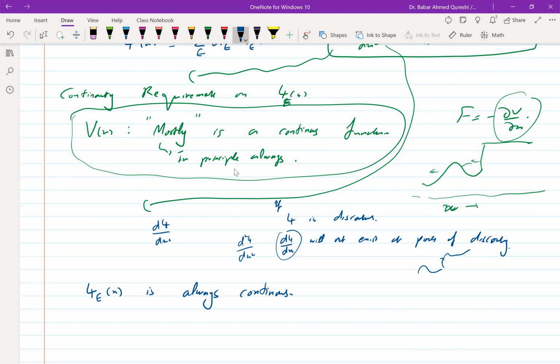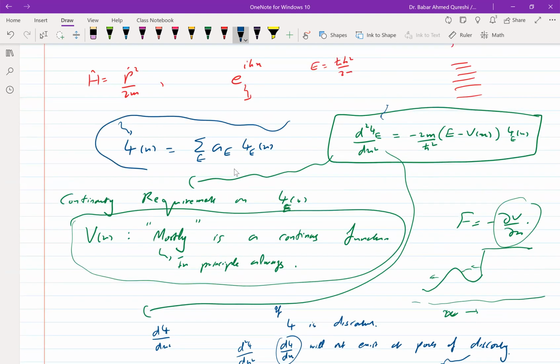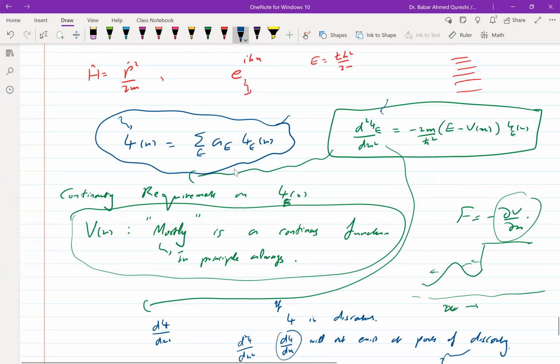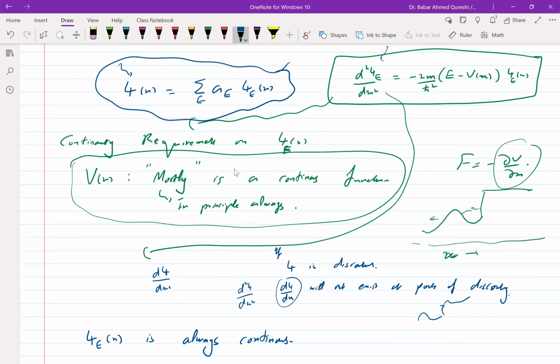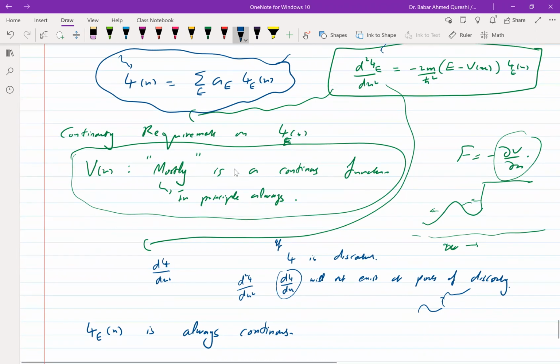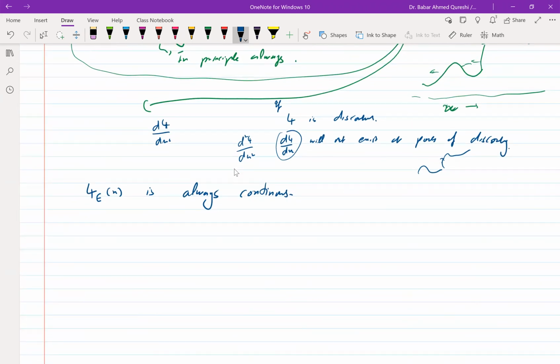And if psi E of x is continuous, what is this guy? This is just a linear combination of these continuous functions. So any wave function you consider will be continuous. There's no other choice. All wave functions are continuous. That's a basic requirement. Slightly stronger than the fact that you had square integrable functions. So all these psi E of x are always continuous.